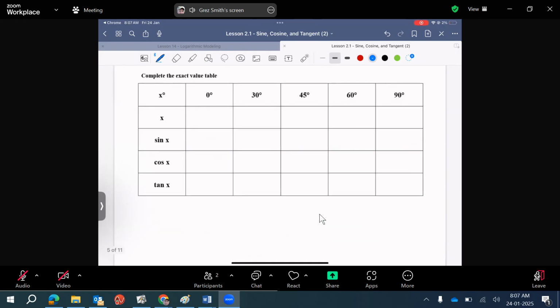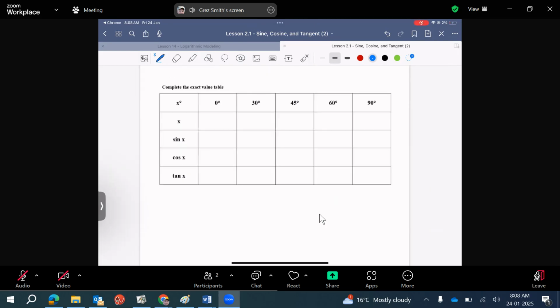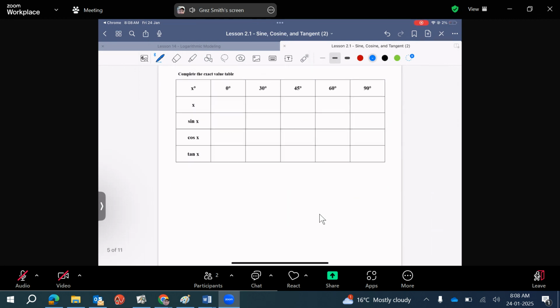Okay, one of the things you need to be able to do is to produce the exact value table. You need to be able to produce this quickly and easily. So in order to do this, we need to understand how to find these angles and complete this table. I'll show you how to complete it and explain where it's coming from, and then I'll show you how to complete it quickly. So first up, we need to be able to convert these simple angles into radians.